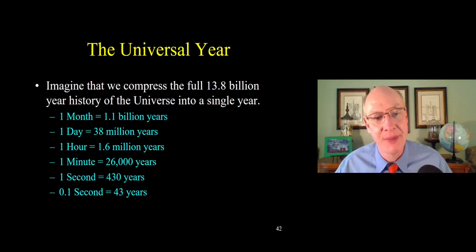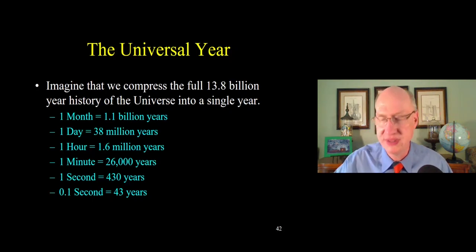An hour is about 1.6 million years. A minute is 26,000 years. A second is about 430 years. And 0.1 seconds is 43 years. So let's take a look at this. So here is our cosmic calendar.